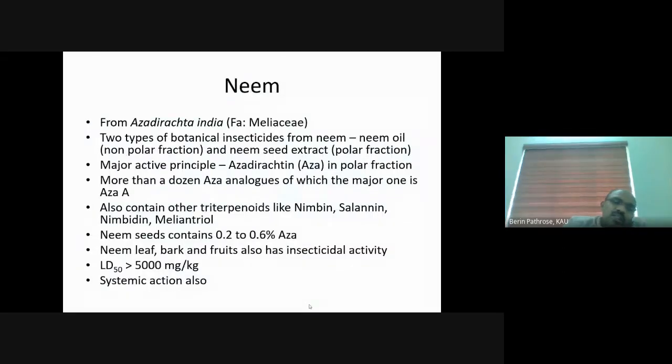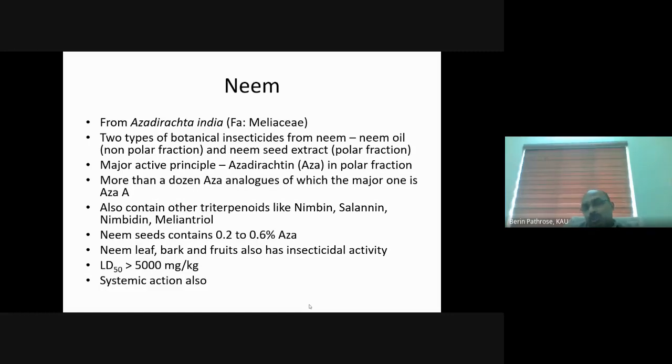Coming to the first botanical, that is neem. As you all know, it is derived from the neem tree, that is Azadirachta indica, belonging to the family Meliaceae. And for plant protection, for pest management purposes, we use two parts of neem. One is neem oil, and the second one is neem seed extract.